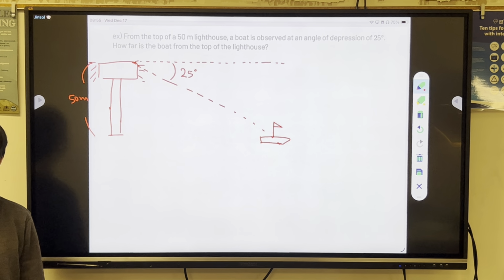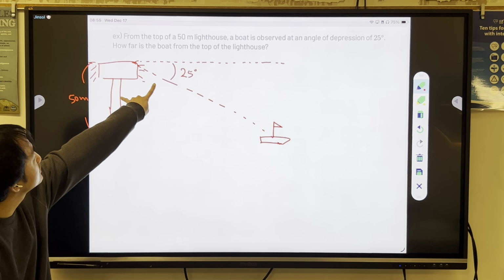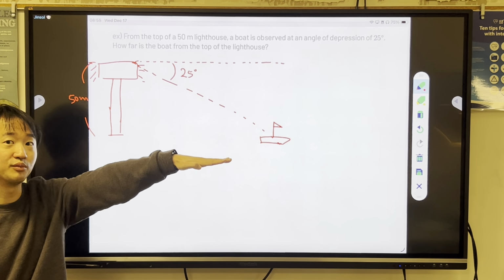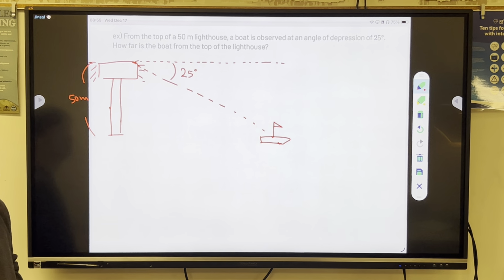So be careful with the angle of depression. You're not seeing the angle inside the triangle. You're going to see that awkward angle of 25 degrees from the horizontal view and downwards.